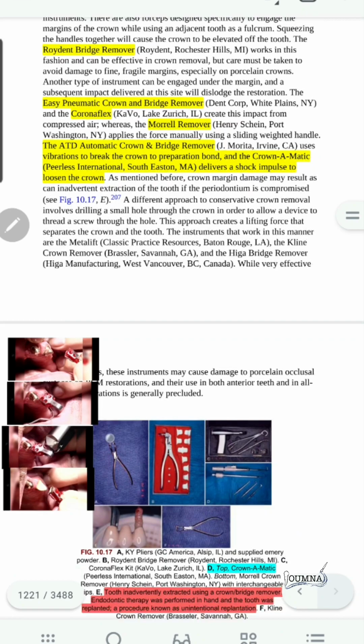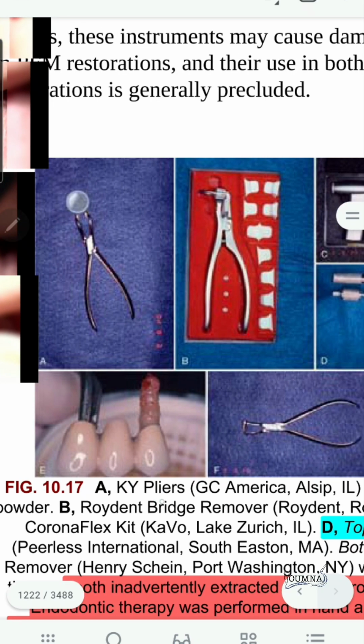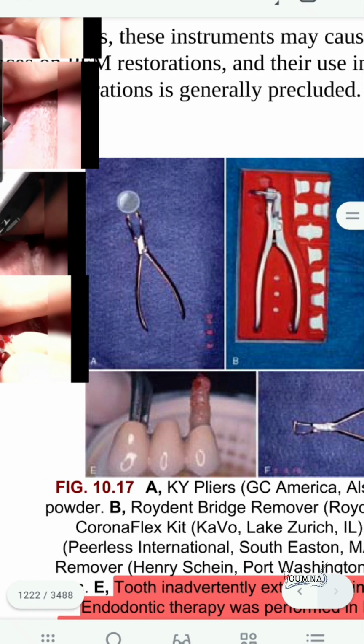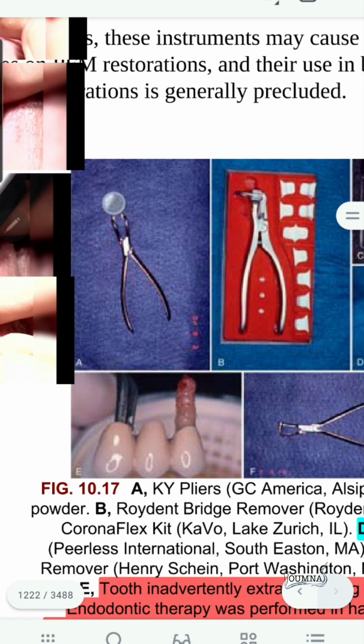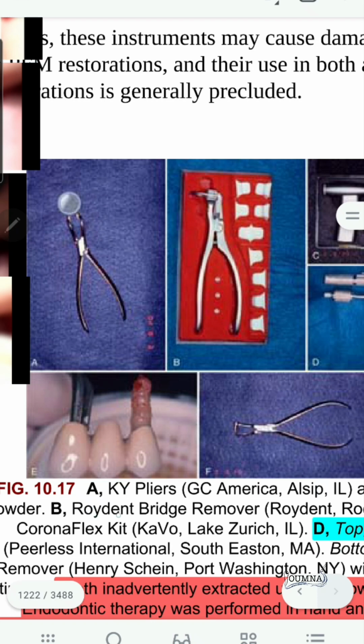When we decide to remove the crown, there are so many options that help us in doing so. We have these pliers that have rubber on the tip with a powder that protects the crown from getting scratched. Also, we have this that is called the rodent bridge remover, where the tip is inserted on the margin of the crown, and the body of the extractor is put here.